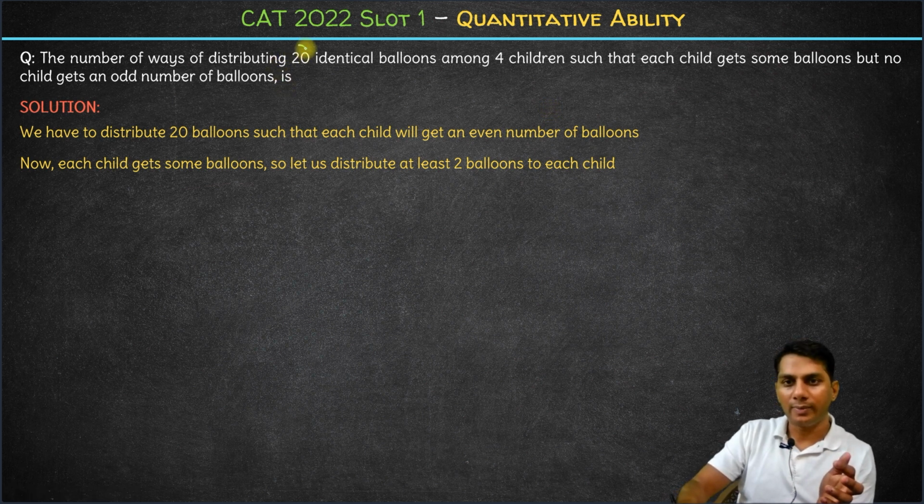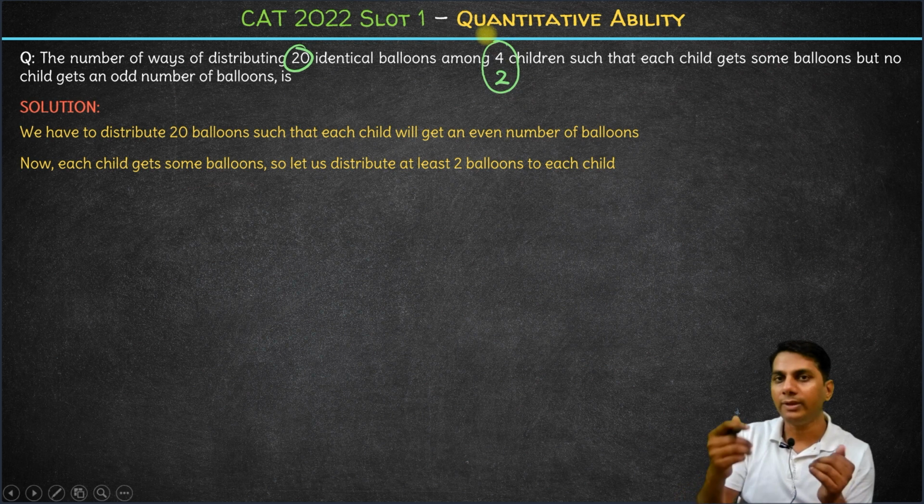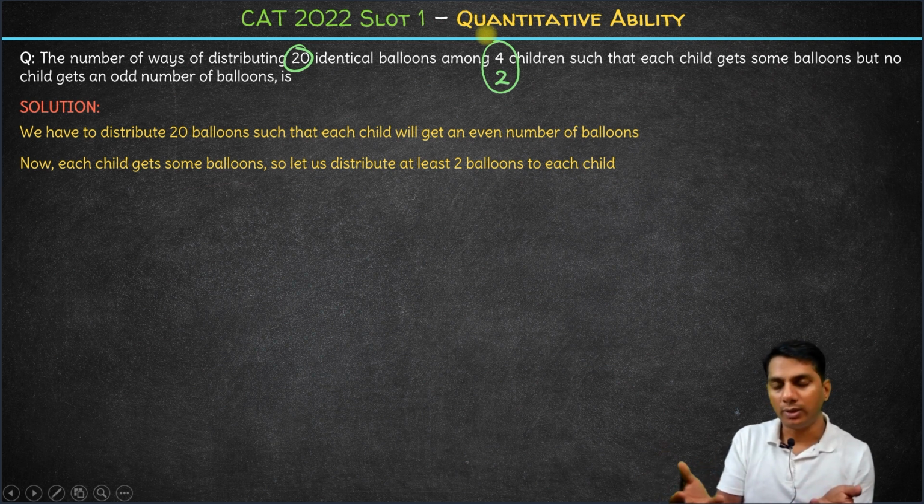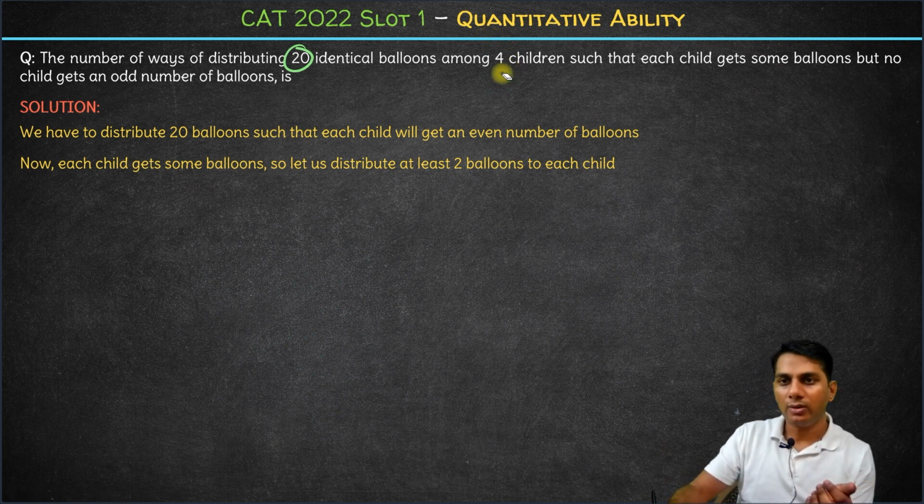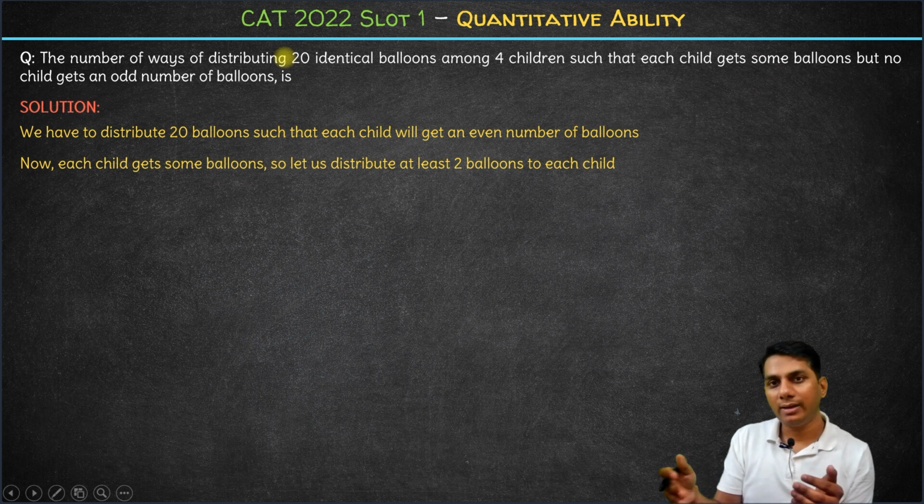So out of 20 balloons, if you are going to give 2 balloons to each of these 4 children, that means you would have distributed 8 balloons already. And since the balloons are identical, it does not matter which 2 balloons a child gets, right? So effectively, out of 20, we have already given 8 balloons. So we have 12 balloons remaining with us.